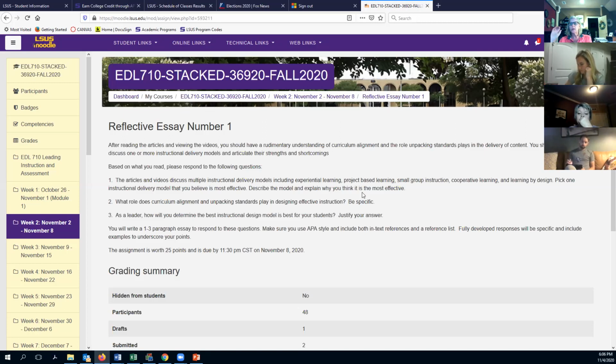So the first one is really about choosing one, and why do you think it's effective? The second question is about how you use curriculum alignment and unpacking standards to design effective instruction. And then what would be the best instructional design model that is best for your students? And like I said, that'll hopefully make a whole lot more sense after we walk through our presentation tonight.